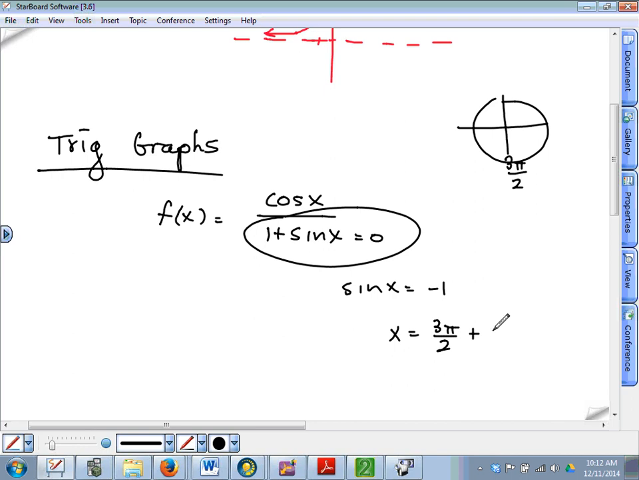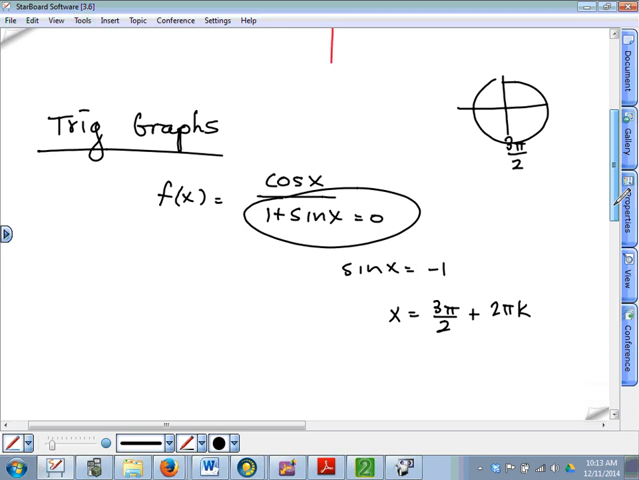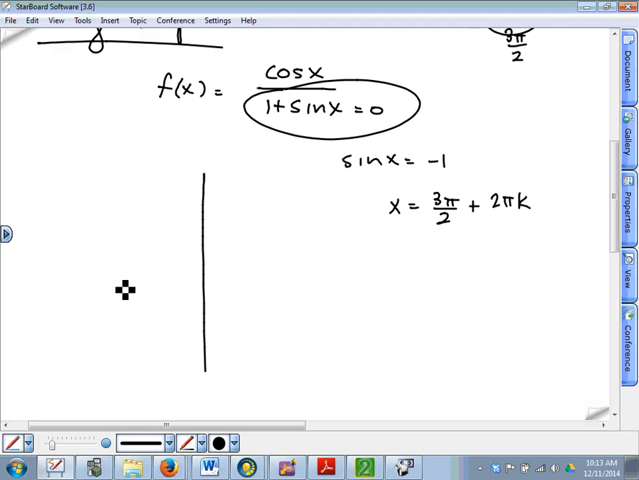Okay, but remember, there's an infinite number of these. There's not just one vertical asymptote at 3 pi halves. Okay, so make a graph here. 0. Let's put pi, 2 pi, 3 pi.